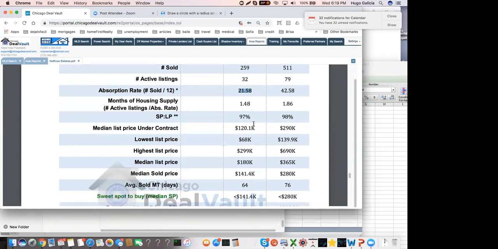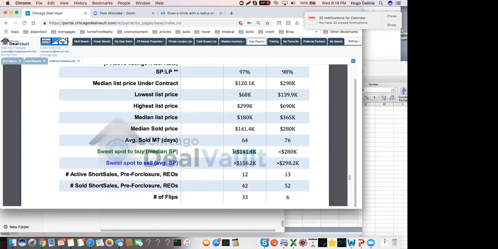Why? Because look at this, the sweet spot to buy. Hoffman Estates is an A area, right? So it's a very desirable area. It's got great schools, low crime, great employment, and the sweet spot to buy a condo or a townhome in this area is less than 140. So that's what I was telling you. If you want to do a buy and hold or a fix and flip, and the sweet spot is less than 150, you're going to be making money, okay?